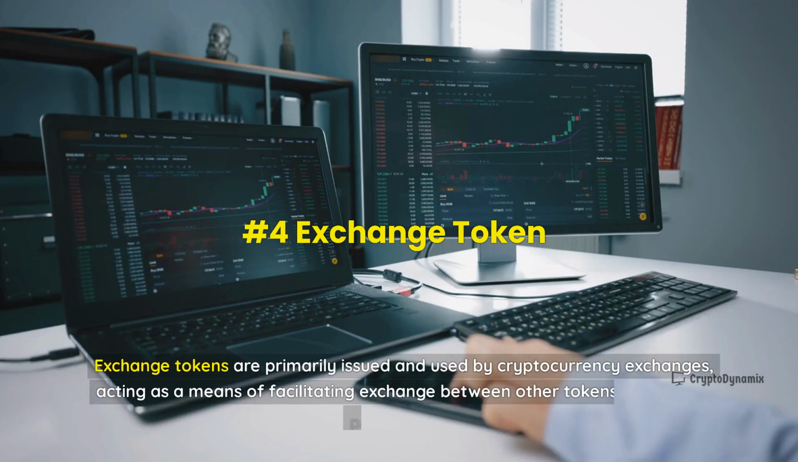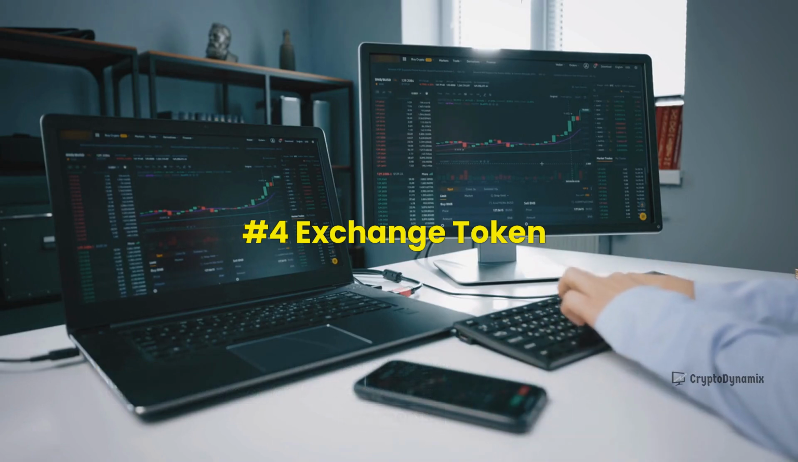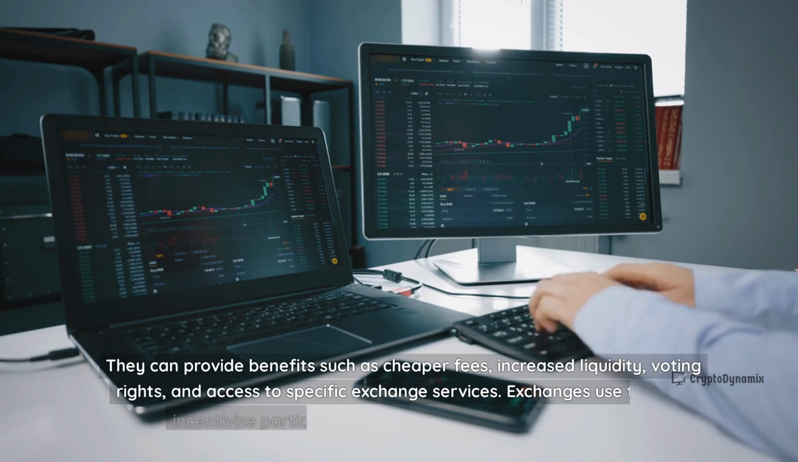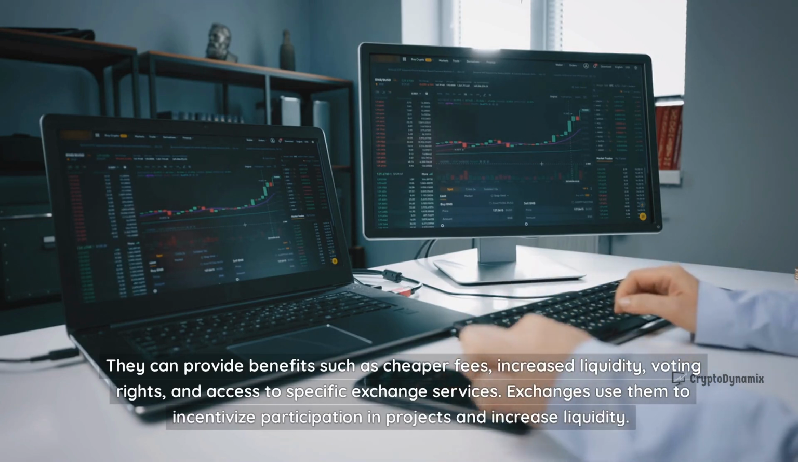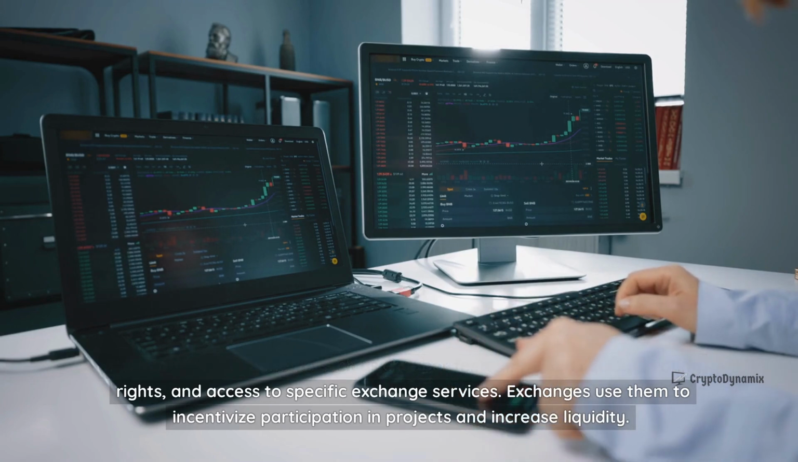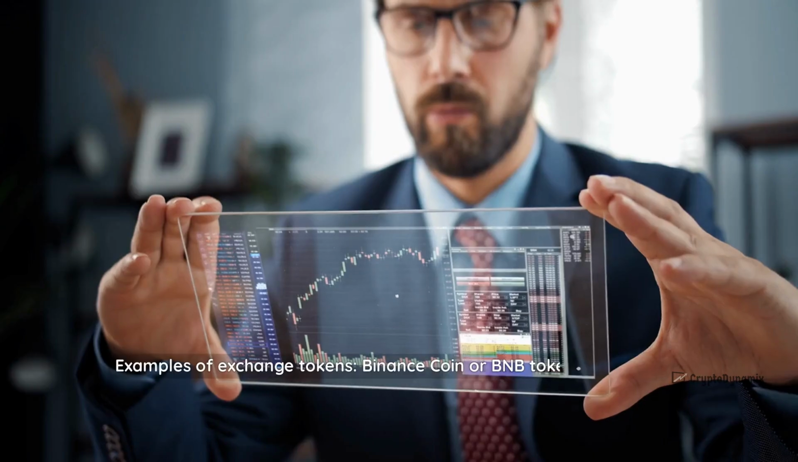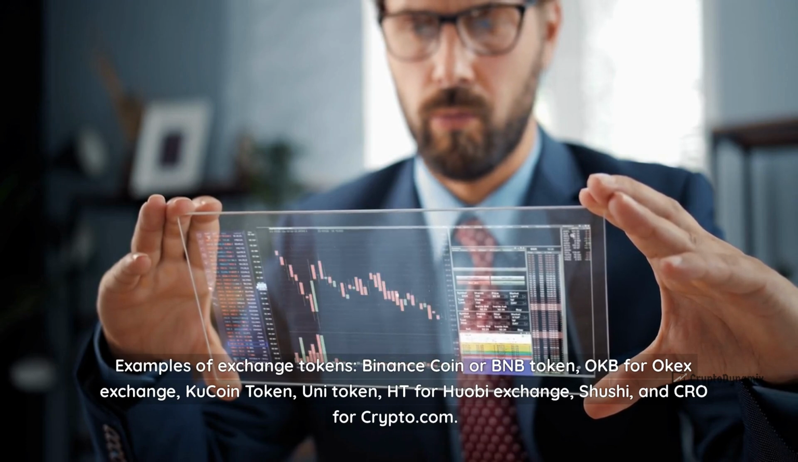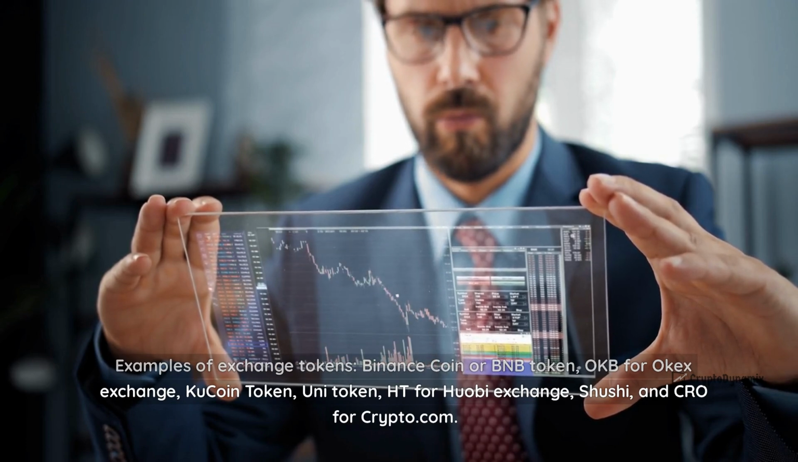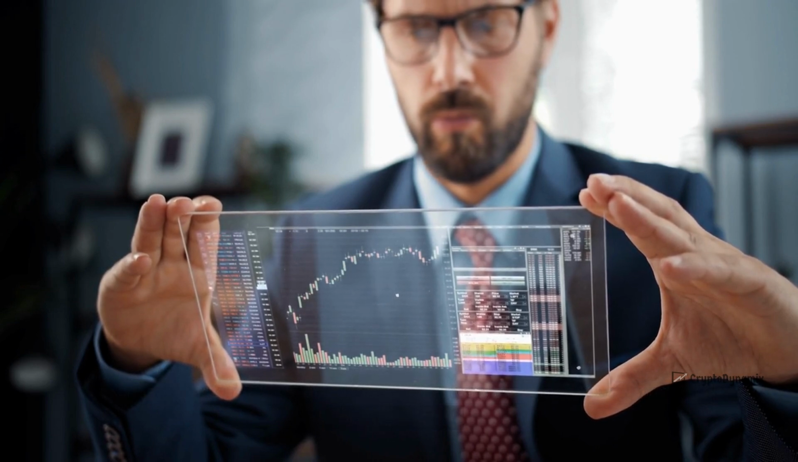Exchange tokens are primarily issued and used by cryptocurrency exchanges, acting as a means of facilitating exchange between other tokens or as utility payments. They can provide benefits such as cheaper fees, increased liquidity, voting rights, and access to specific exchange services. Exchanges use them to incentivize participation in projects and increase liquidity. Examples of exchange tokens: Binance Coin or BNB token, OKB for OKEX Exchange, KuCoin token, Uni token, Height for Wobi Exchange, Sushi, and CRO for Crypto.com.